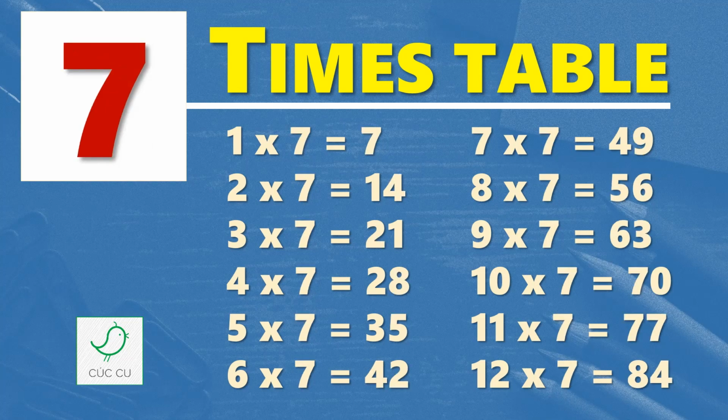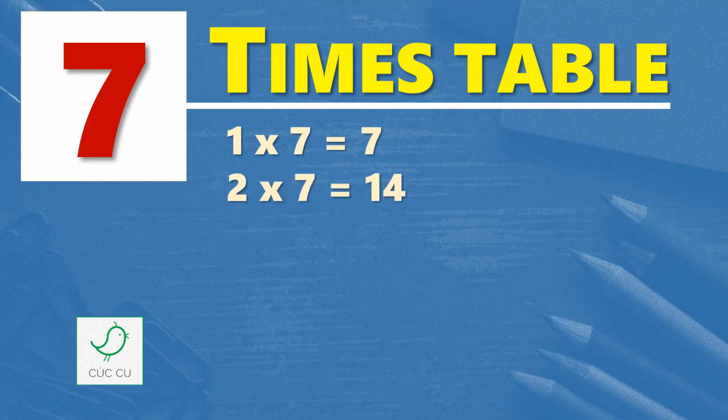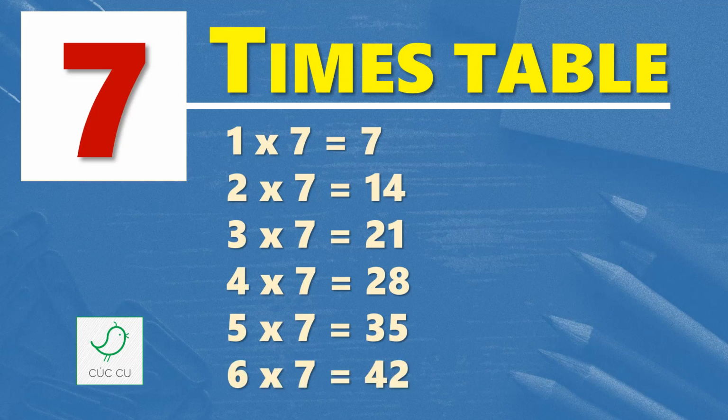Multiplication table of 7. 7 times table. 1 times 7 is 7. 2 times 7 is 14. 3 times 7 is 21. 4 times 7 is 28. 5 times 7 is 35. 6 times 7 is 42.